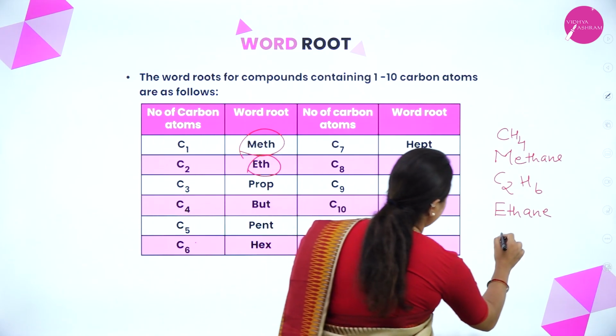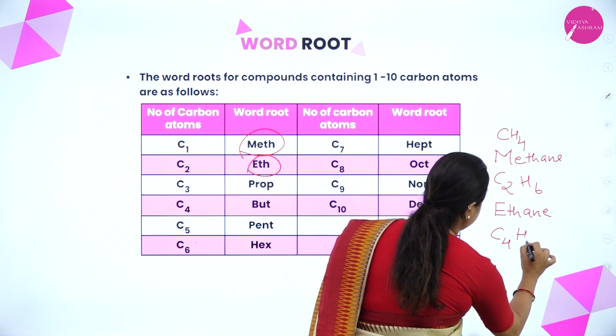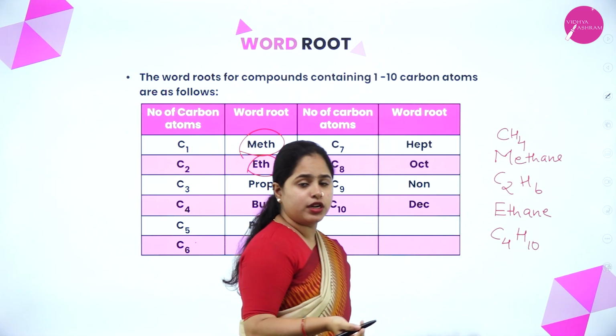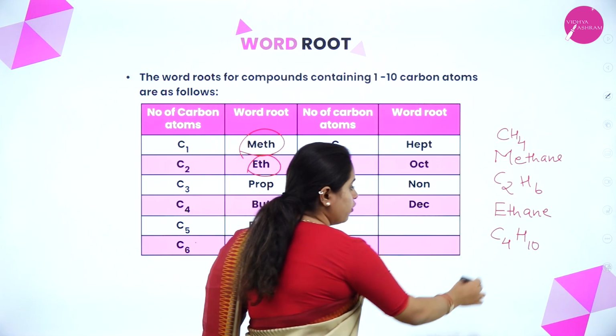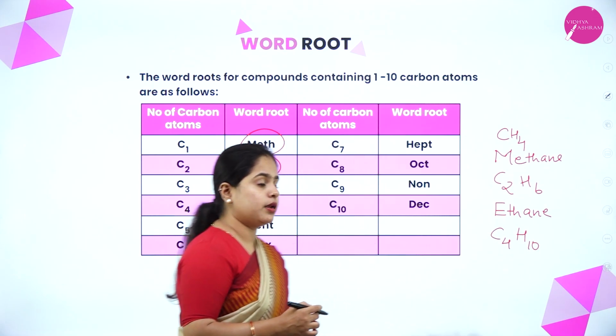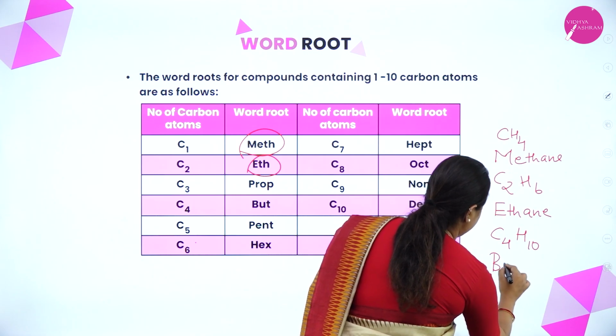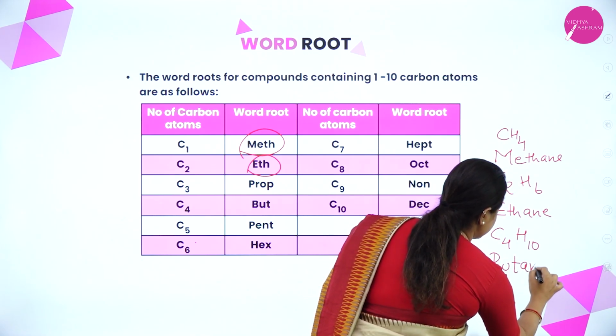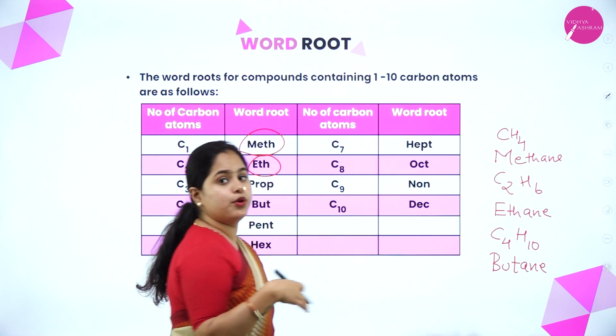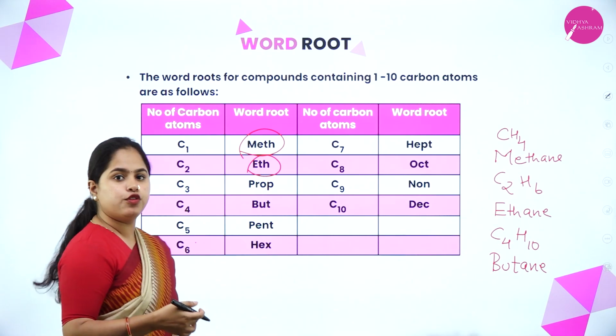Let's take another example, C4H10. How do you write it? Four carbon atoms means the word root is but, B-U-T. As it is an alkane, what will be the suffix? It will be butane. So these are a few word roots.